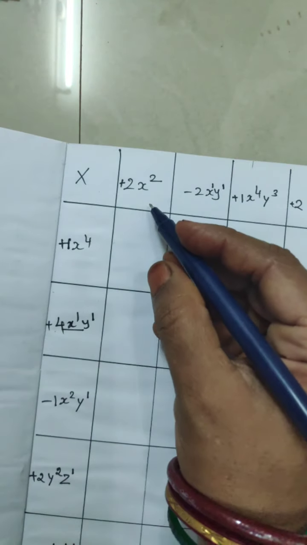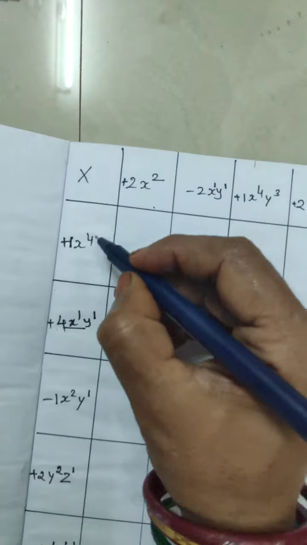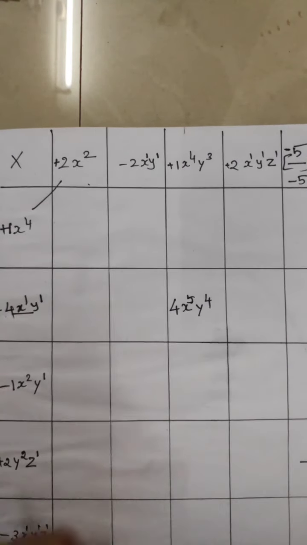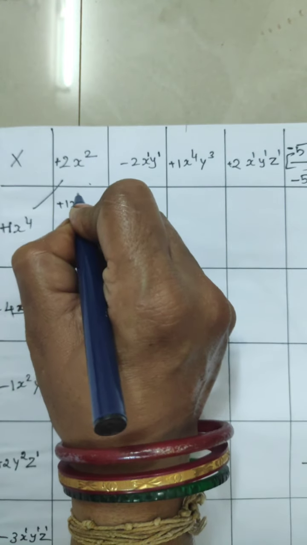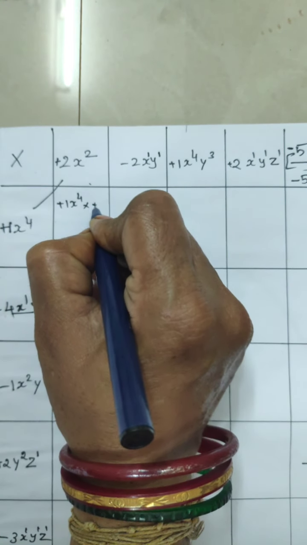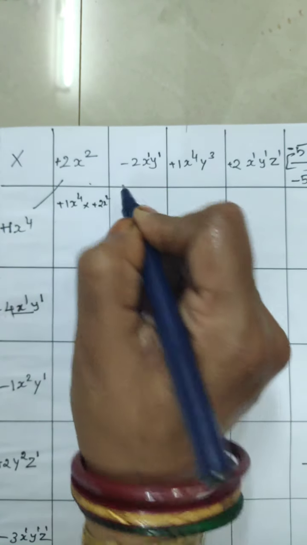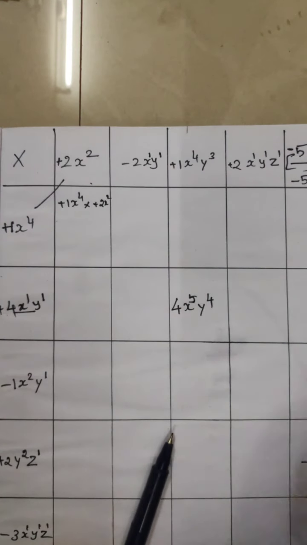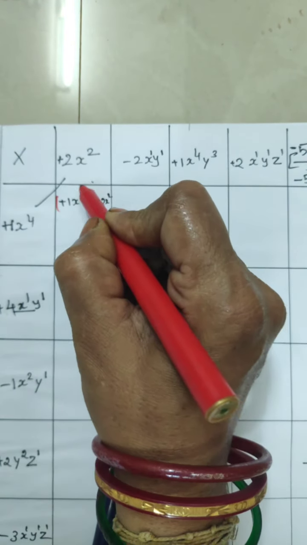Now how to multiply, see very carefully. These two numbers you multiply: plus 1 x power 4 into plus 2 x squared. Okay, you put the bracket also, so as not to be confused.